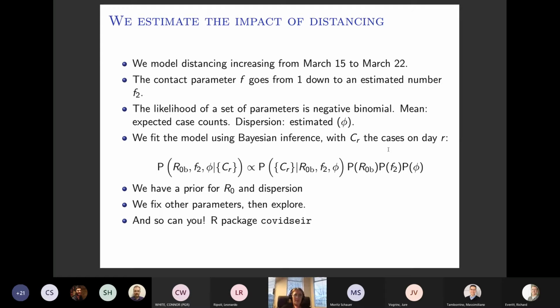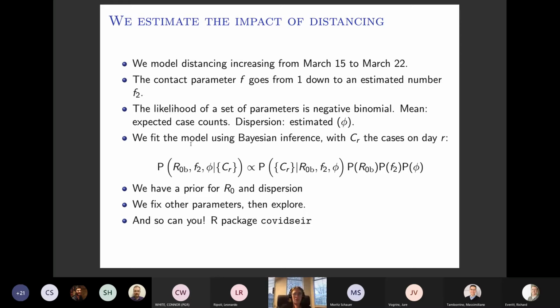So okay, we start with our contact parameter 1, and it goes down to some estimated number, and we use a negative binomial likelihood for the case counts with some dispersion that we can estimate. And so we set up our Bayesian inference in RStan, and we loved it, and we made an R package, COVID sphere, which people are still using a lot today, which is great. Across Canada, I'm using it, and so is our government and other people.